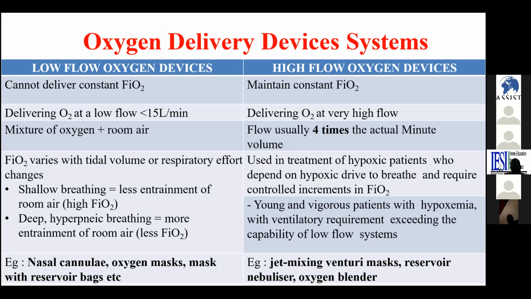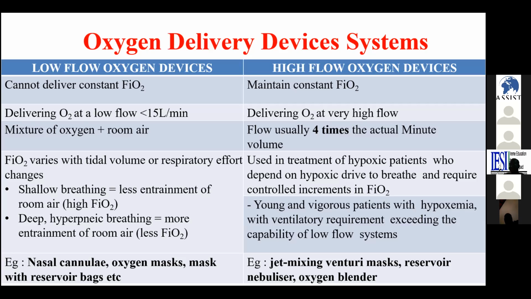Still on our device, we have 2 kinds of device. The first one is the equipment which can deliver low flow oxygen. Another one is devices which can administer high flow oxygen. So for low flow, you know the old device we have in the hospital which can administer oxygen below 15 liters per minute.